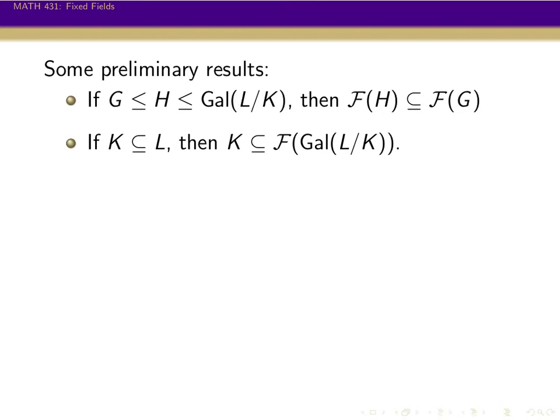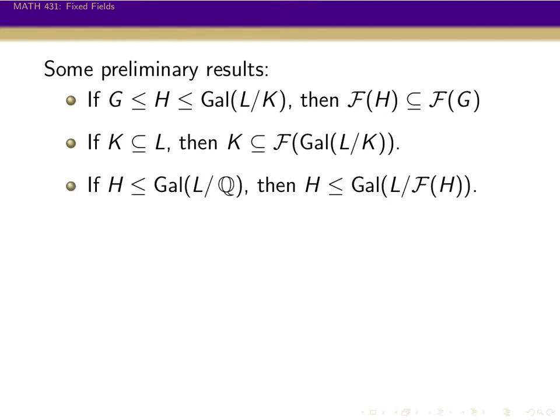If K is a subset of L, then K is going to be a subset of the fixed field of the Galois group of L over K. This one is very straightforward because the elements of the Galois group of L over K don't move anything in K. So K is not moved by any of those elements, so it is in the fixed field.